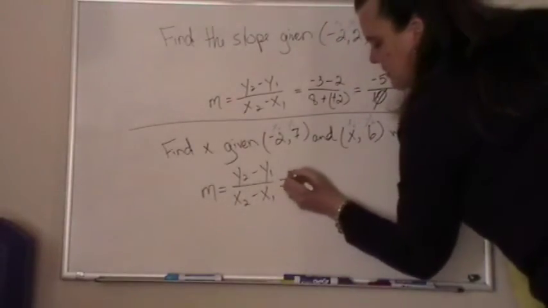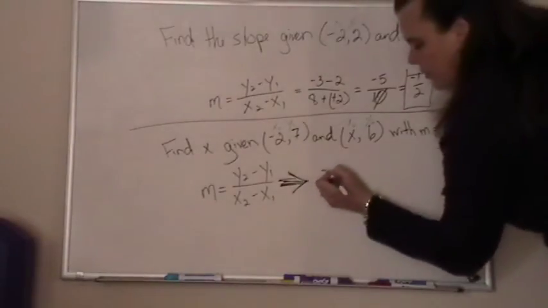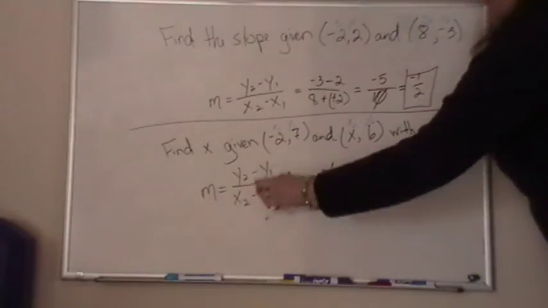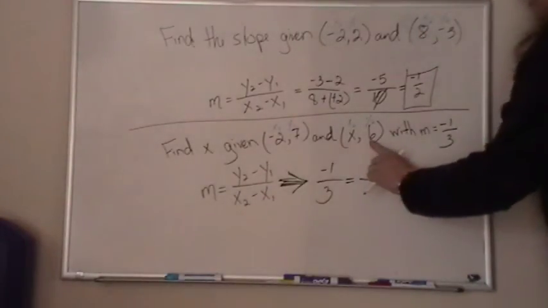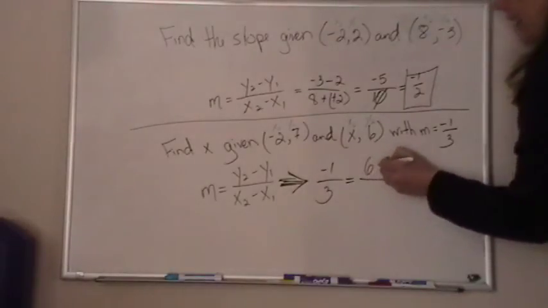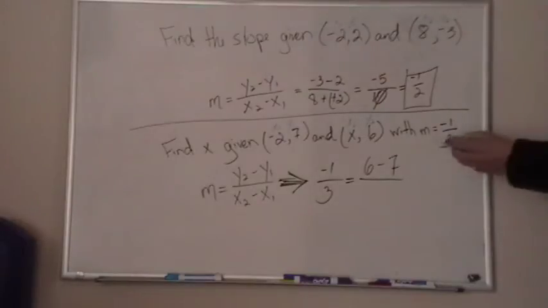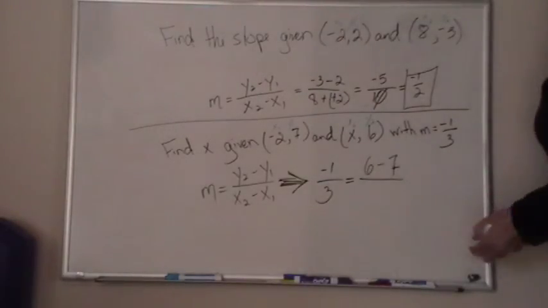This time when I substitute in, I'm going to plug in the slope because m is equal to -1/3. So let's start off there. And that equals, now I'm going to plug into this part of the equation: y2 is 6 minus y1 is 7. I can already look at the numerator and say, this works out. But now let's look at the bottom.